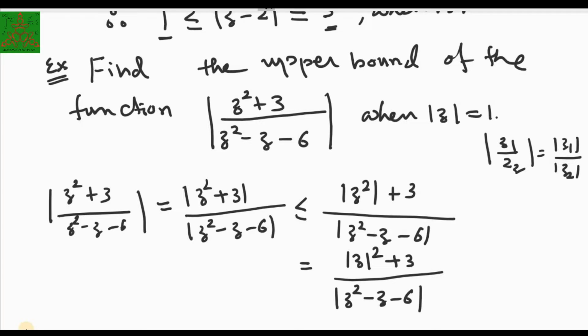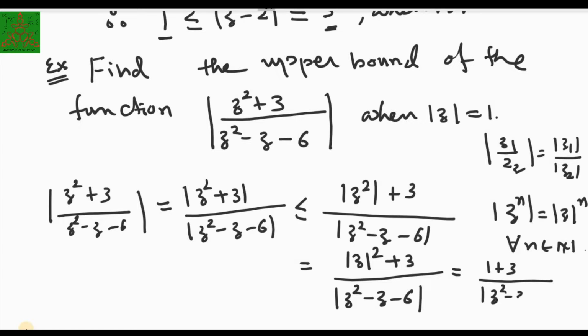The thing we are using is that mod of z raised to n is mod of z whole raised to n for any n belonging to the integers. Now in the numerator, as mod z is equal to 1, we can write this as 1 plus 3 upon mod of z square minus z minus 6.